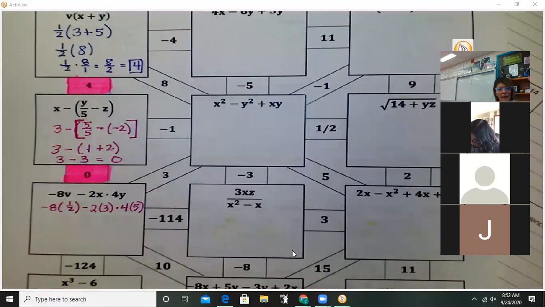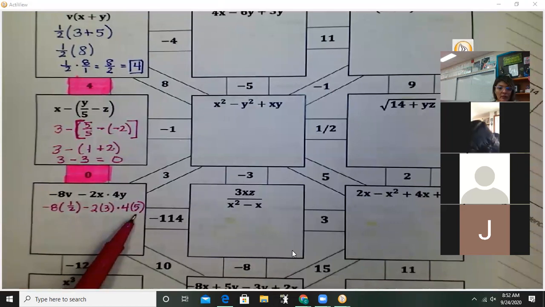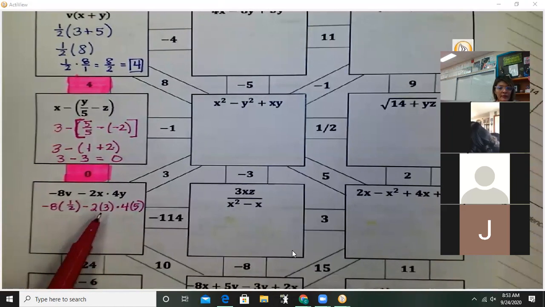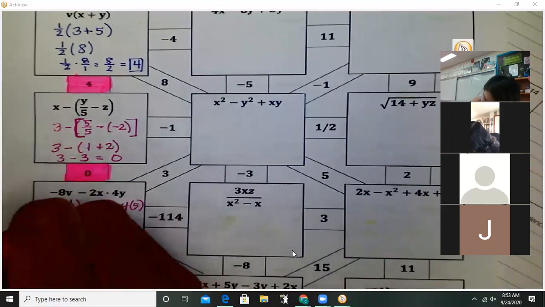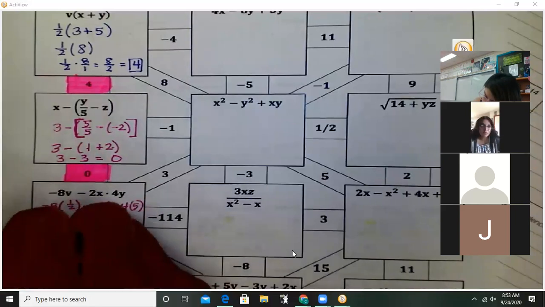Now we use order of operations. I have multiplication, multiplication, and multiplication, and I always go from left to right. So I'm going to multiply these two values first, these two values second, and then these two, and then we'll go from there. So negative 8 times 1/2 is going to be negative 8 over 2. Negative 8 over 2 is actually negative 4.